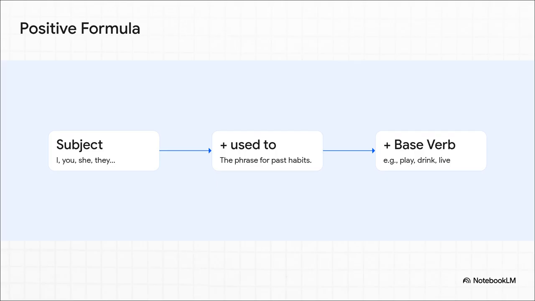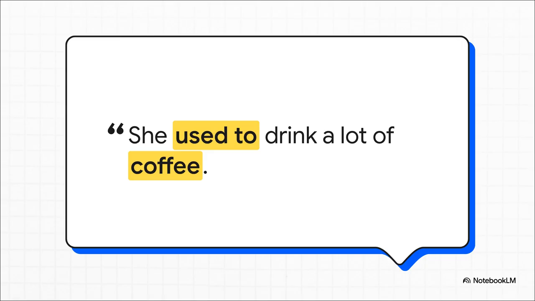You start with your subject, I, you, she, they, whatever. Then you add used to, and then, and this part is really important, you finish with the base verb. That's the simple original form of the verb, not the past tense. Let's go back to our character from the beginning. We can say, she used to drink a lot of coffee. See how that works? The subject is she, then comes used to, and then the base verb, drink. Perfect. It tells us all about her old coffee habit, a habit that's now a thing of the past.